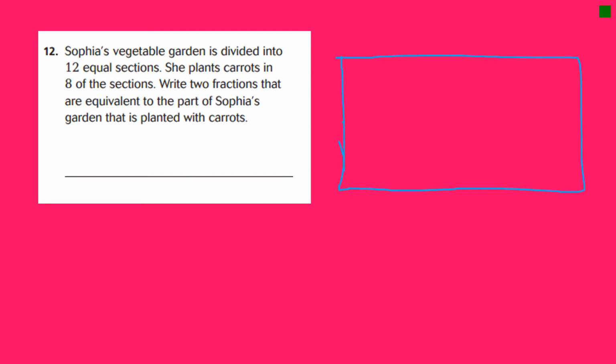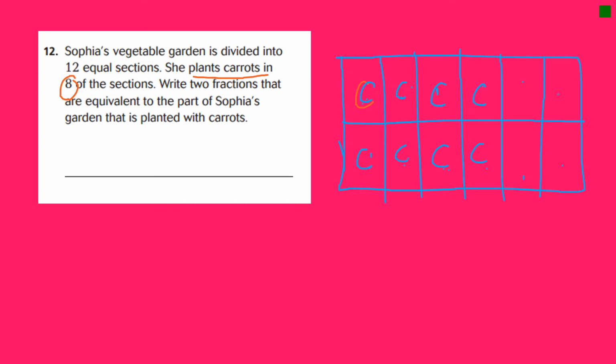It's always good with fractions to see. It has 12 equal sections. 1, 2, 3, 4, 5, 6, 7, 8, 9, 10, 11, 12. Okay, so let me see here. She plants carrots in 8 of the sections. I'm going to put a C in 8 sections. C for carrot. 1, 2, 3, 4, 5, 6, 7, 8.